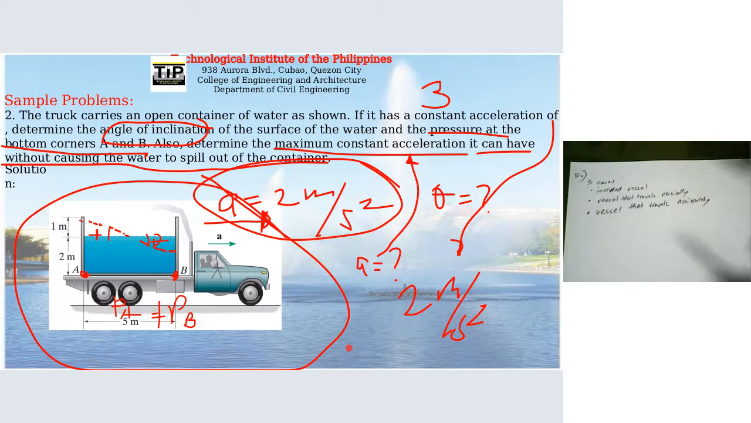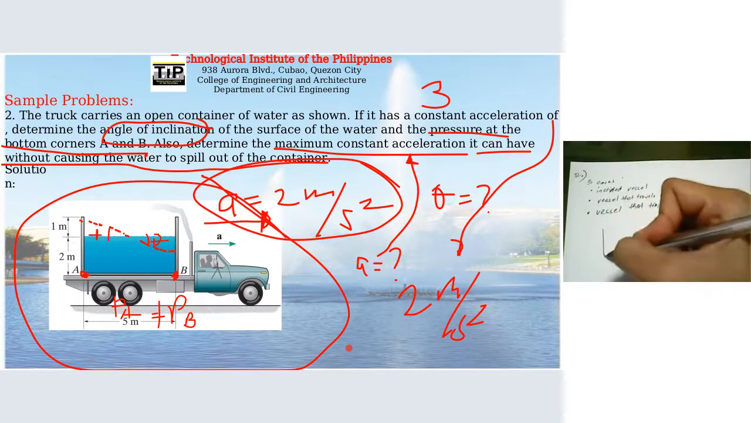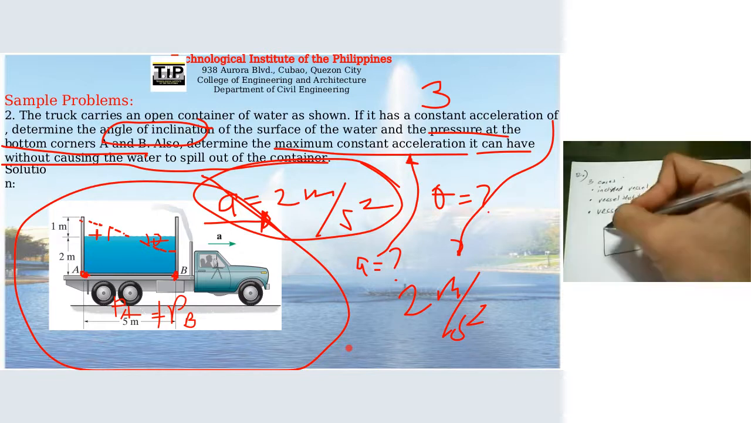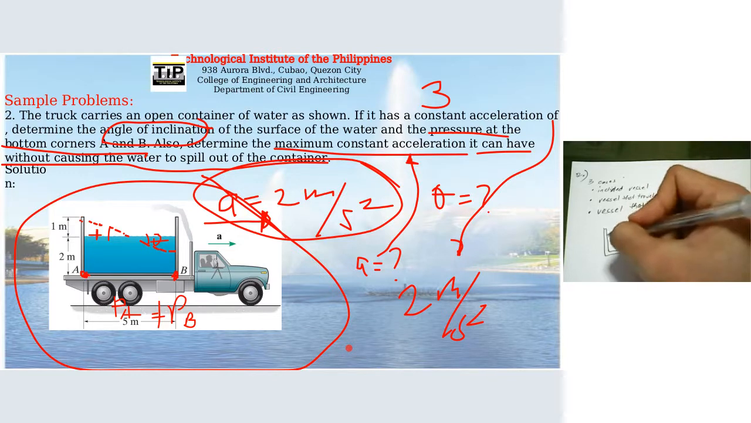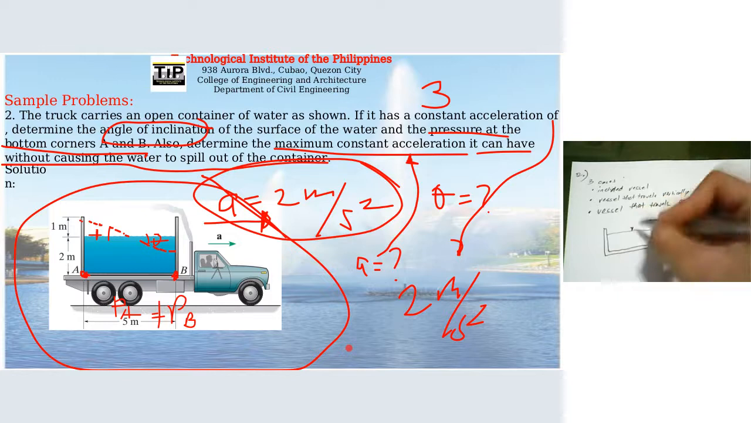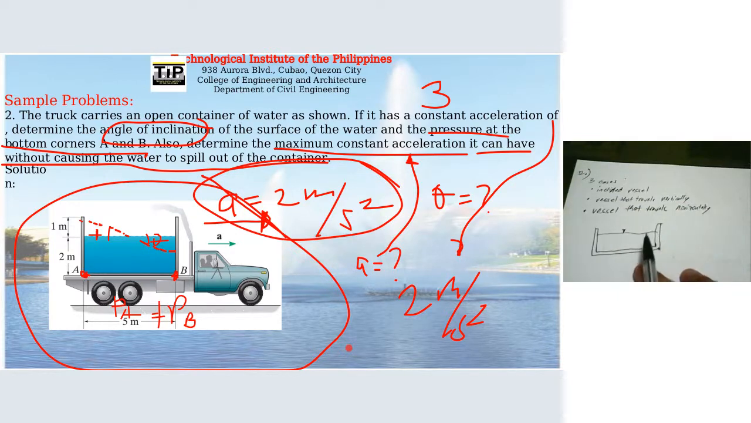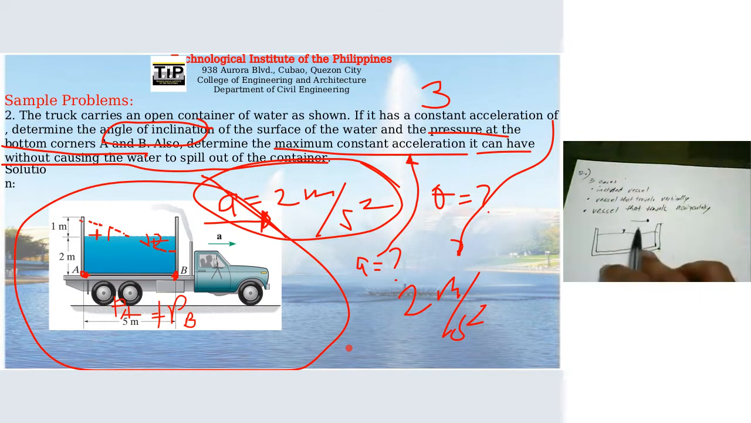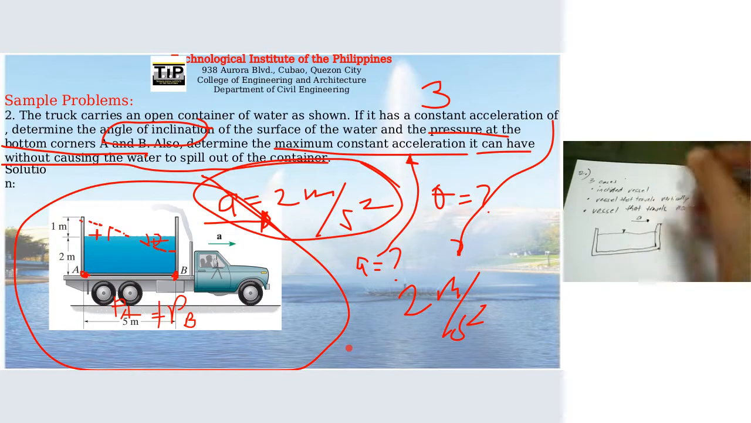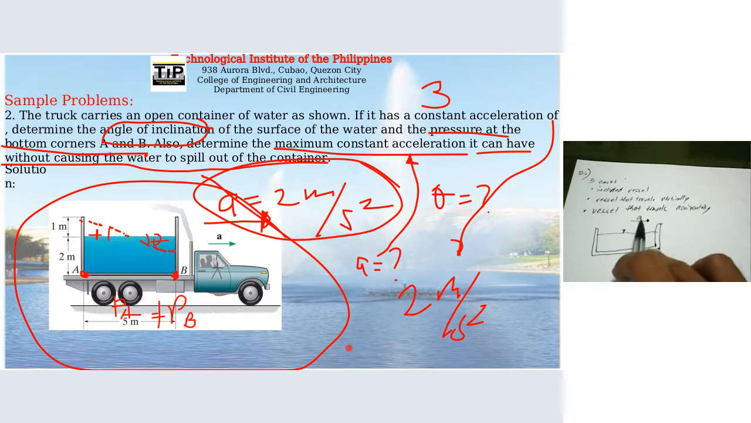Okay? So, given, let's discuss that, no? So, given that we have a vessel that is filled with water, and it travels in a horizontal flat surface. Okay? So we have an acceleration going towards this direction to the right. So let's analyze the forces involved in this third case.